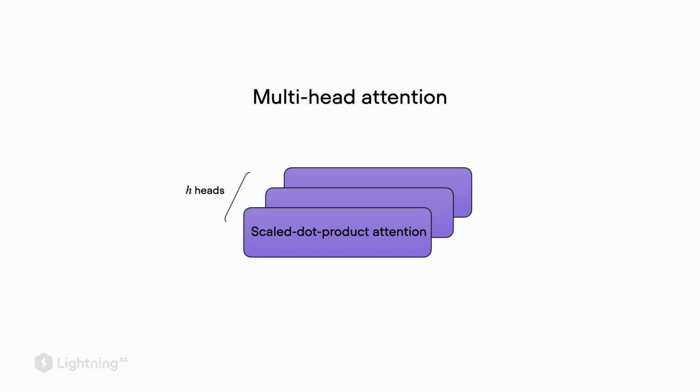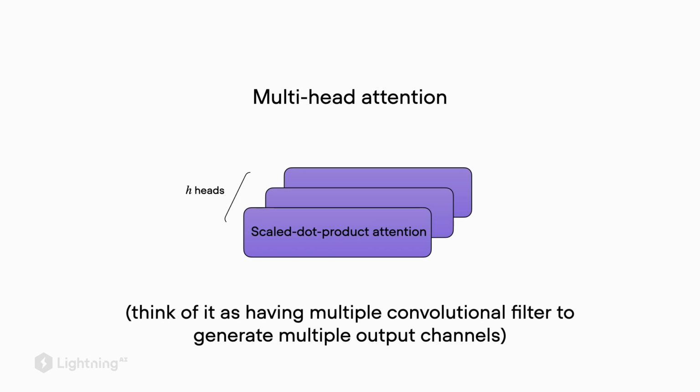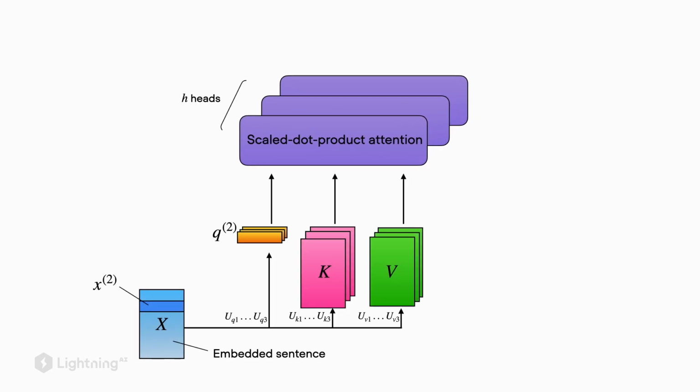For simplicity, you can think of it as having multiple convolutional filters to generate multiple output channels, like we discussed in Unit 7. So when we go from single-head attention to multi-head attention, we are essentially just stacking up multiple weight matrices and carrying out these computations in parallel. For example, if we still focus on the second input element here, instead of obtaining a single context vector, we now obtain three different context vectors. The three context vectors are different here because they involve different weight matrices for Q, K, and V.